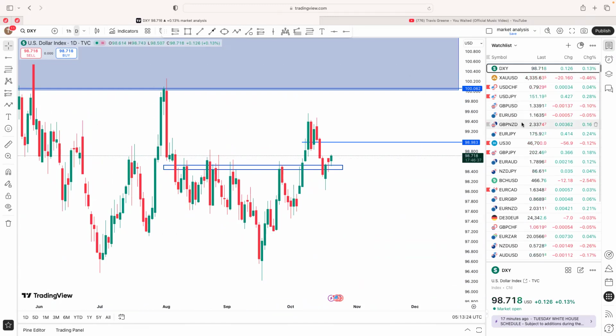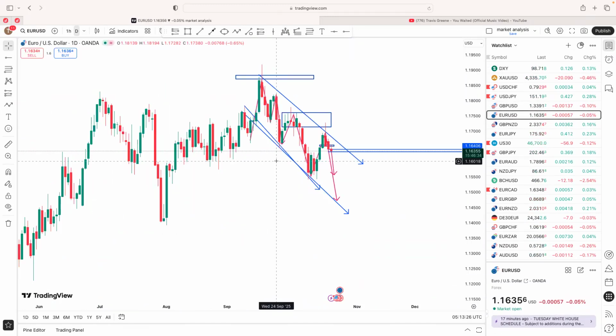Because remember, on the Euro USD, this is the base. Remember, Euro is the base, USD is the quote, right? So when the market is buying, it means the euro is gaining momentum. And when the market is selling, when the market is going down, it means the US dollar is gaining momentum, which is the quote. Now, let's go back. We are anticipating a sell on Euro USD, right?